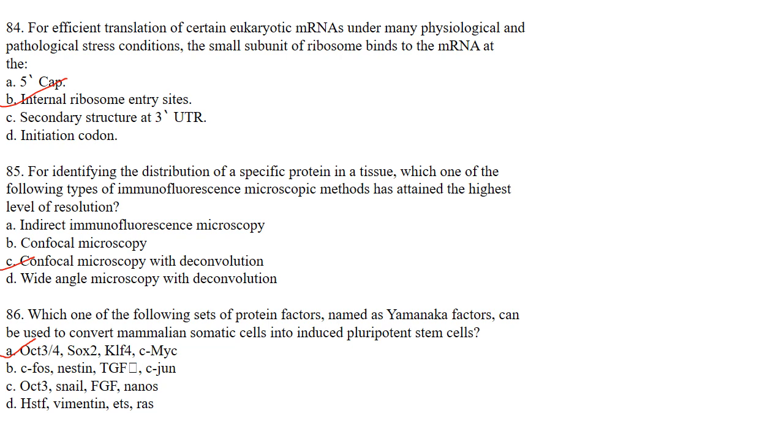The next one. For efficient translation of certain eukaryotic mRNAs under many physiological and pathological stress conditions, the small subunit of ribosome binds to the mRNA at the. So internal ribosome entry site elements are cis-acting RNA regions that promote internal initiation of protein synthesis using a cap-independent mechanism. The 40S subunit of ribosome binds to this site. So the small subunit of ribosome binds to mRNA at the internal ribosome entry site.